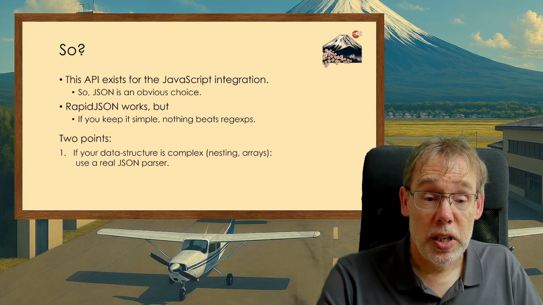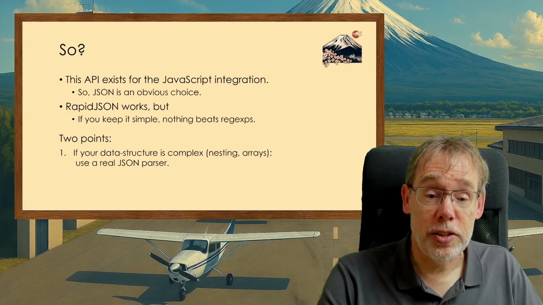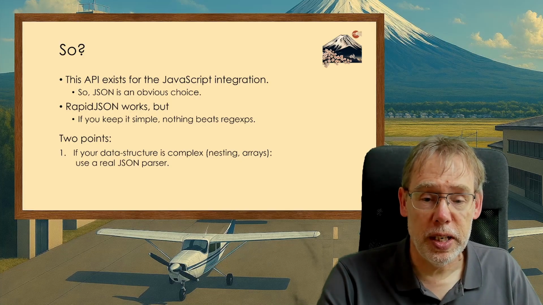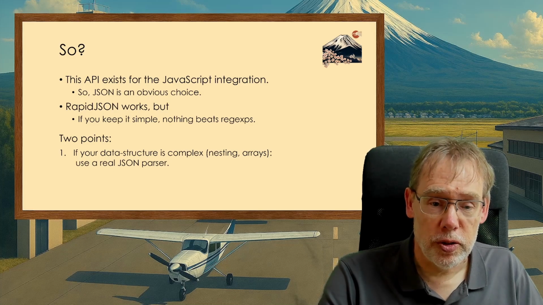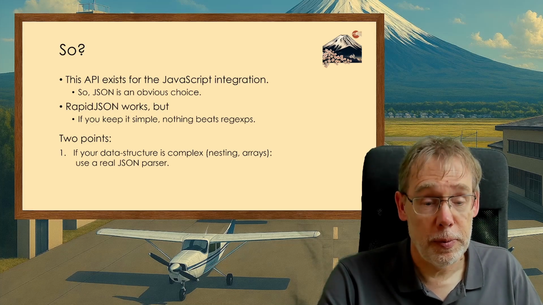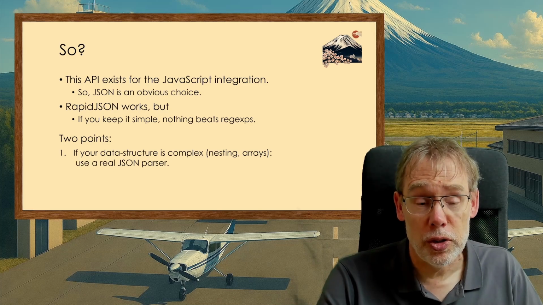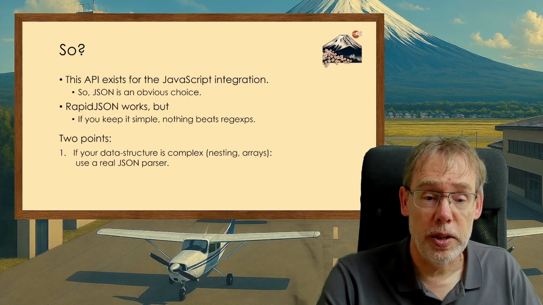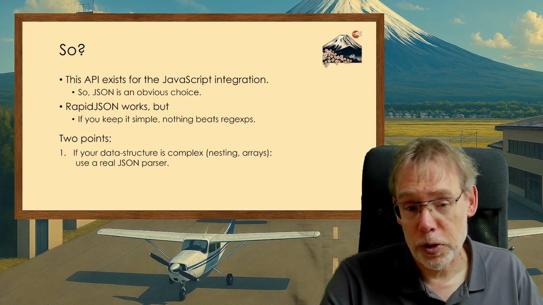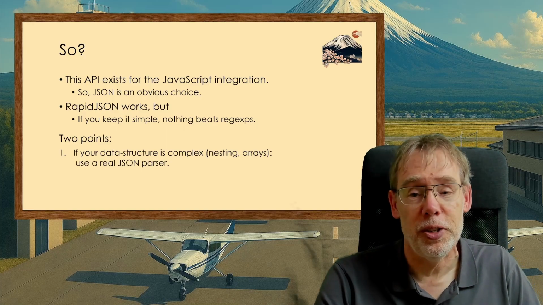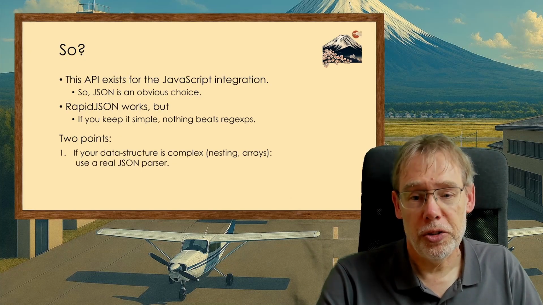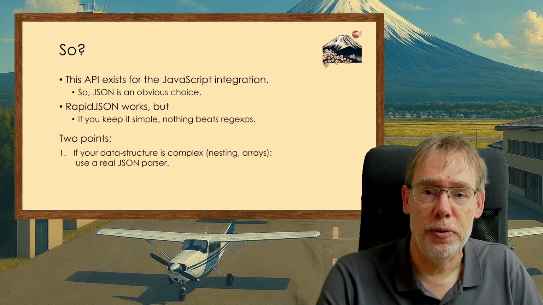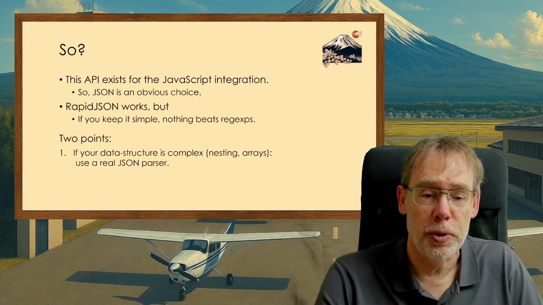Two points. If your data structure is complex, it uses nested objects, it uses arrays, I think the best way to go is to use a real JSON parser, even RapidJSON, but don't try to do that with regex. I mean, yes, probably you're smart enough and you can do that, but why bother building yourself what somebody already spent a few years in building and perfecting?